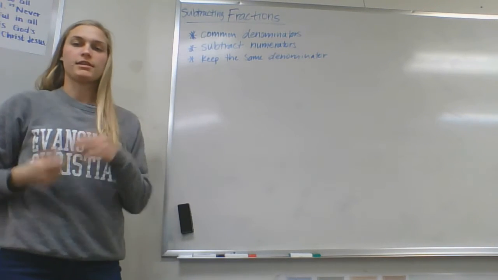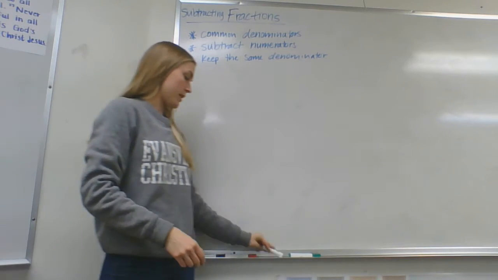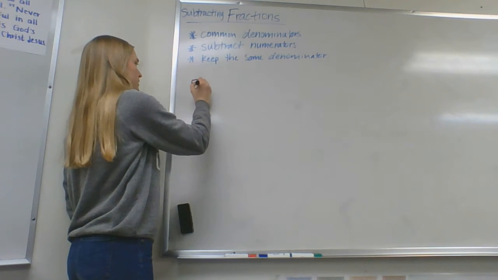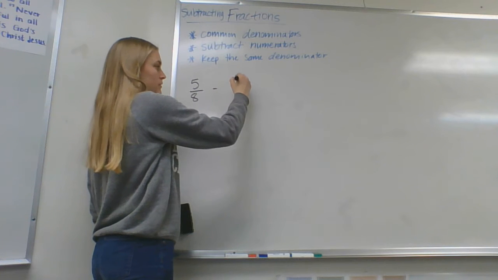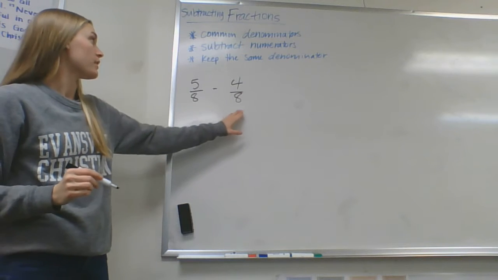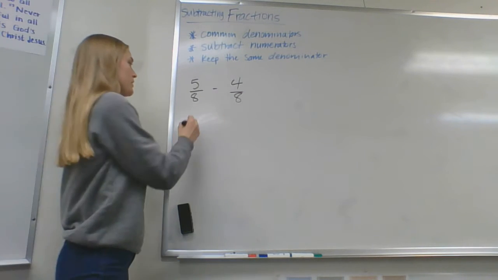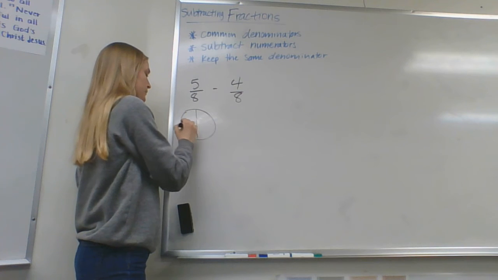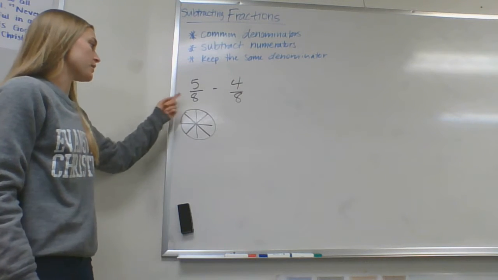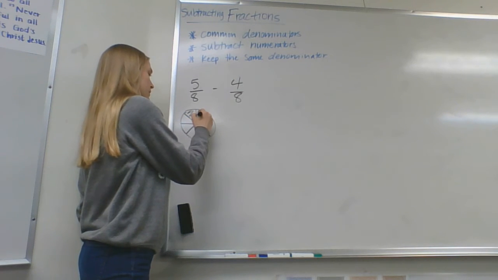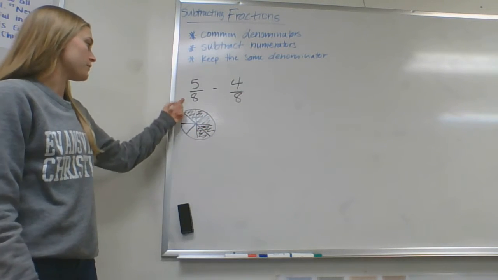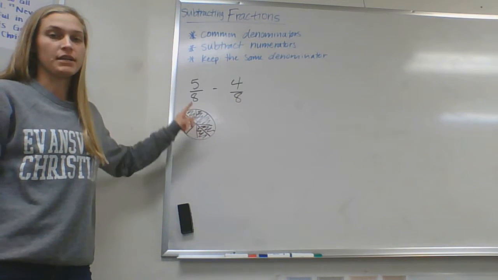Okay, so it's just like yesterday, except instead of adding those numerators, you're subtracting them. So it's the same thing. Let's look at first 5/8 minus 4/8. This one already has a common denominator, so our first step's already done for us. Let's go ahead and draw some pictures of this. So I'm going to take a circle and split it into 8 pieces, because that's my denominator. And I have 5 of those 8 pieces colored in because it's 5 of 8. So this is a model of what that fraction will look like.